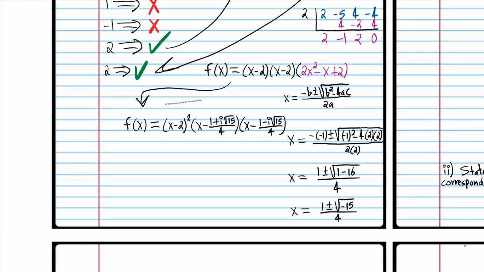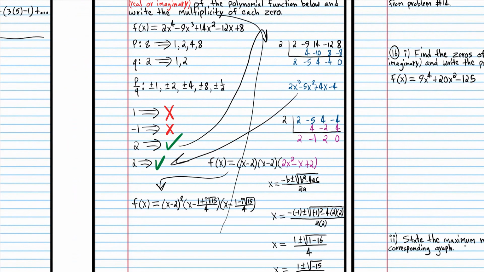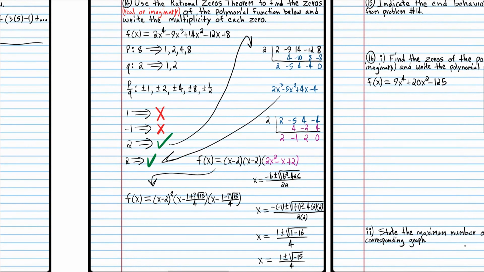So believe it or not, that is the factored form of the polynomial up here. Now the problem doesn't tell us to write it in factored form, but I'm just writing it so you can see the multiplicity of each zero. So as you can see, we have 4 zeros. 2 of the zeros are distinct, and 2 of them are what we call repeated zeros.